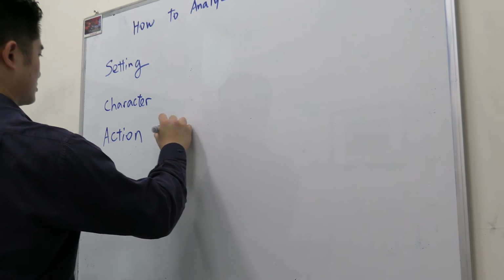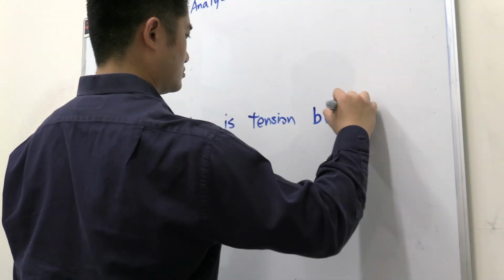Moving on, action. Basically, how is tension built? Imagine you have a rubber band. When you pull it apart, it's going to become really strong and then it's going to snap. That's how good stories are built. There's always going to be tension, exciting points.